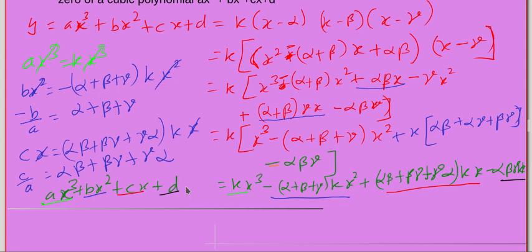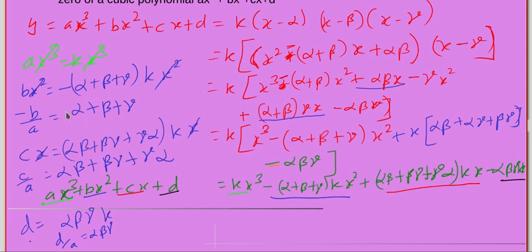constant term. Which is the constant term? Here d. So d equals alpha beta gamma into k. This k we can rewrite as a. That if we bring here it becomes division. So d by a equals alpha beta gamma.